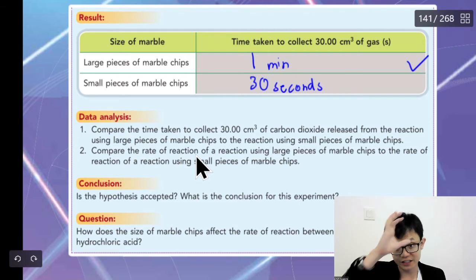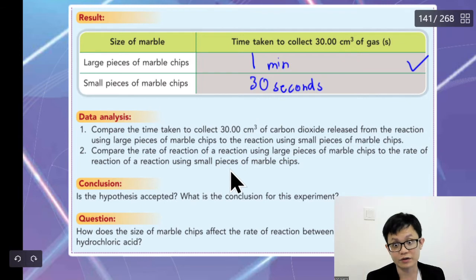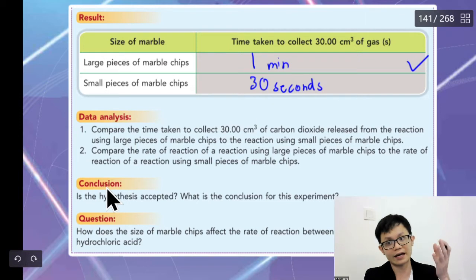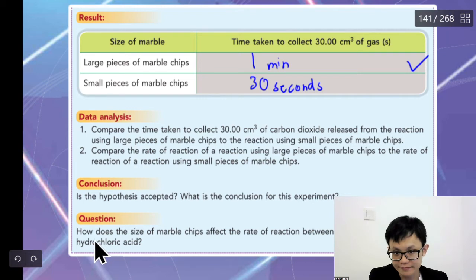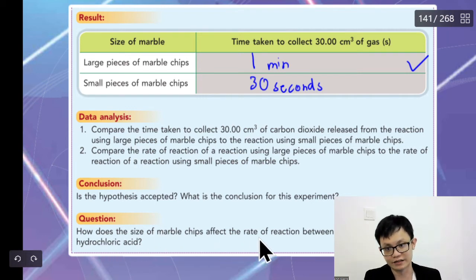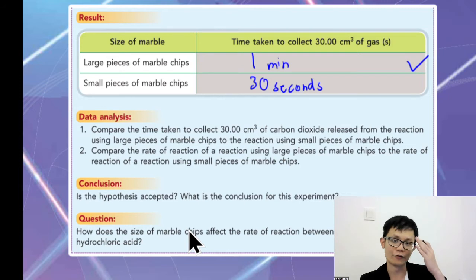Number 2, compare the rate of reaction using the large pieces of marble chip to the rate of reaction using small marble chips. So I want to compare. I would say large pieces of marble chip, the reaction will be slower. Careful, I say slower. Small pieces of marble chip, the reaction is faster. Question: how does the size of marble chip affect the rate of reaction between marble and hydrochloric acid? This one I want you to try to give me the answer. You can Google to find the answer, and I will wait for your answer.